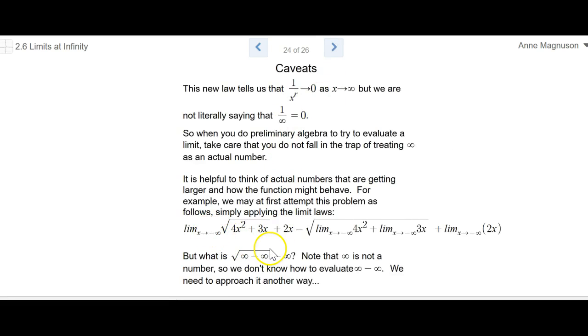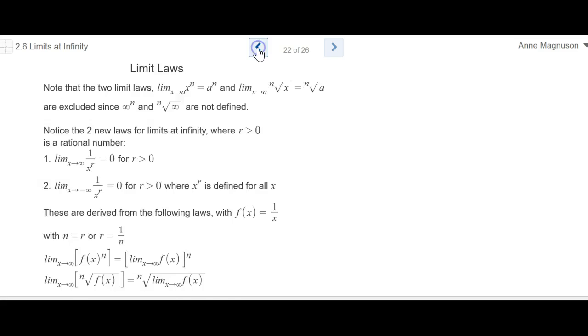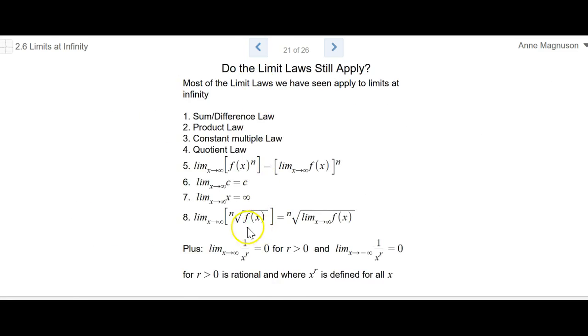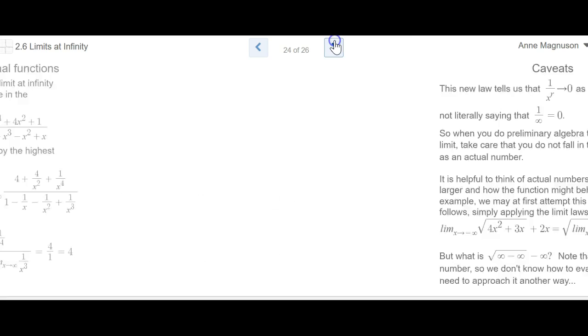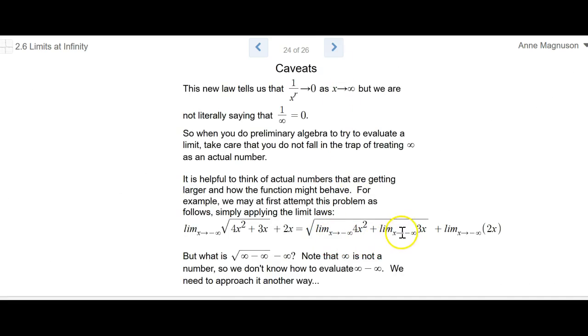Here's an example of a problem where this shows up again as well. If you look at this problem, x is going to negative infinity. I have this radical sign and then this additional term. If I follow the limit laws, which do apply here, and bring the limit inside the square root, because remember, if I scroll back, this is law 8 I'm using, I can pull that limit in. And then I can use the sum rule under the square root.